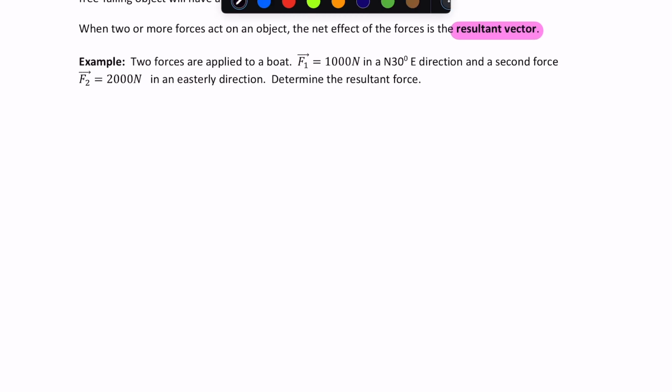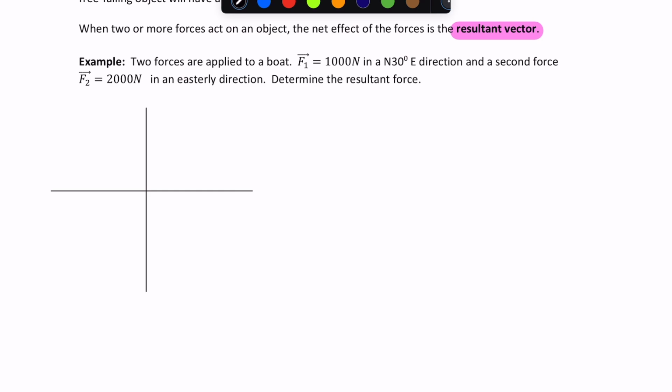Okay, so this example says two forces are applied to a boat. The first force is 1,000 newtons in a 30 degrees north of east direction, and the second force, F2, is equal to 2,000 newtons in an easterly direction. We want to determine the resultant force.